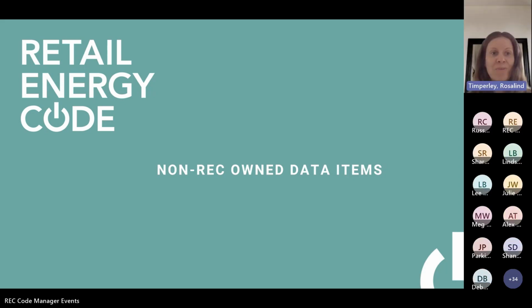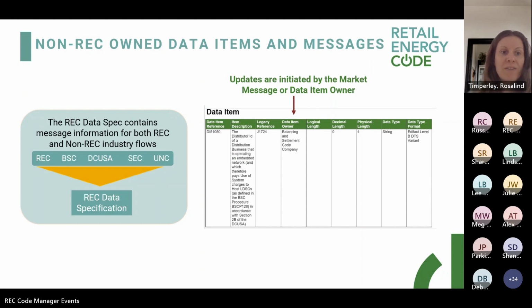So in this next section, I'm going to talk about non-REC owned data items. So if we move into the next slide. The REC data specification contains data items and market messages, not just for the retail energy code, but also other industry codes, namely the balancing settlement code, the DCUSA, the SEC, and the UNC.